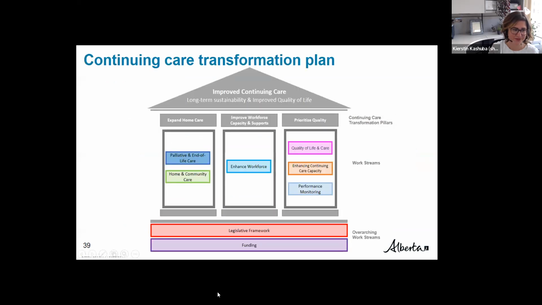Next slide. So between the platform commitments and the facility-based continuing care final report, a plan for transformation emerged. So 3 pillars to improve continuing care and maintain system sustainability were identified, as you'll see on the screen. These pillars include expanding home care, improving workforce capacity and supports, and prioritizing quality. The continuing care transformation work has been divided into 8 different work streams, which you can see in the middle section of those pillars, as well as on the bottom. So today I've been asked to focus on a few areas, including the legislative framework, home and community care, and enhancing continuing care capacity. I'll also briefly mention some of the other initiatives at the very end.